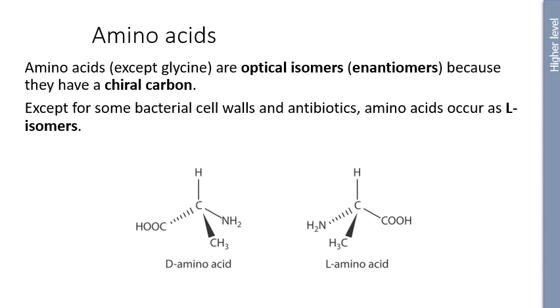In, for example, glycine, R equals H, so the C2 atom has two hydrogens and is thus not chiral. All other proteinogenic amino acids, those that form proteins, are exclusively L isomers, though several D amino acids occur in bacterial cell walls and antibiotics. Now you'll notice, of course, that the three-dimensional structures of chiral molecules can be represented on paper using the wedge and dash notation, or as Fischer projections.